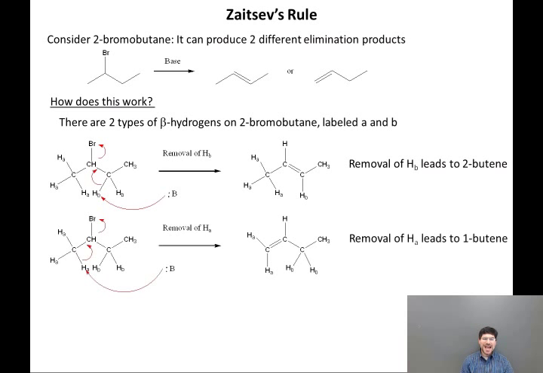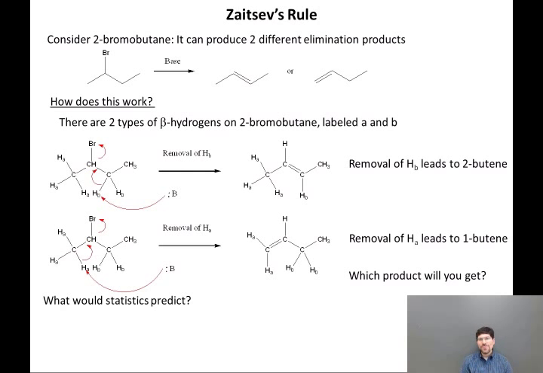If we do the same analysis for the removal of HA, we now have a curved arrow leading from the base to HA. Again, we use the electrons in the carbon-HA bond to form a C1-C2 double bond, and at the same time kick out the bromine as a leaving group. Removal of HA leads to 1-butene. So which product will you get?